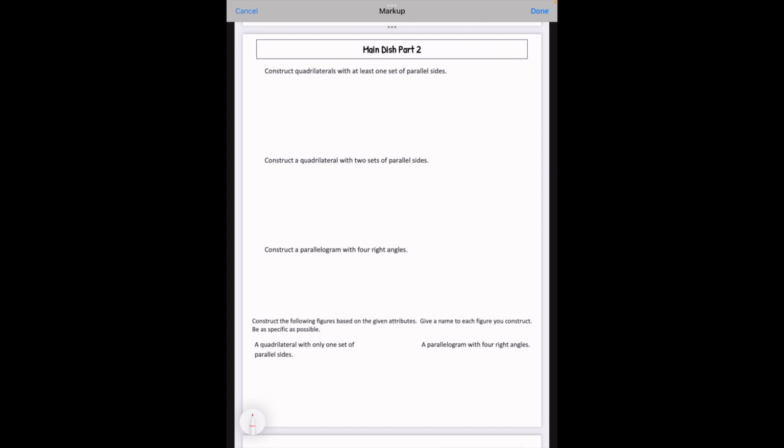So our first one says, construct quadrilaterals with at least 1 set of parallel sides. So the rule here is at least 1 set of parallel sides. So this could be anything from a trapezoid. Notice I have a parallel side here and here, to as specific as a square where there's more than 1 set of parallel sides, and maybe a different shape off to the side. Go ahead and give me at least 1 more shape off to the side. So let's give an example of 3 for this one.